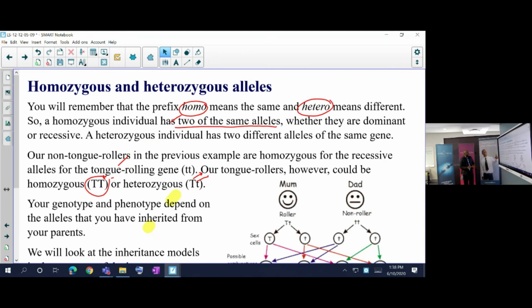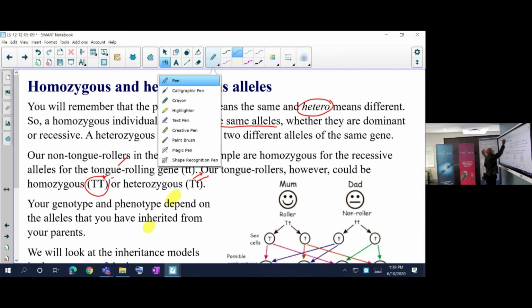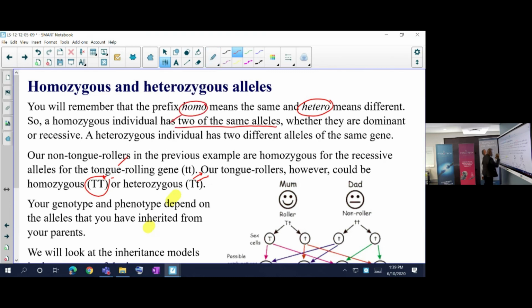So, in short, your genotype and phenotype depend on the type of alleles that you inherit from your parents. Are we together? This statement is what it is saying. It depends on what you pick.